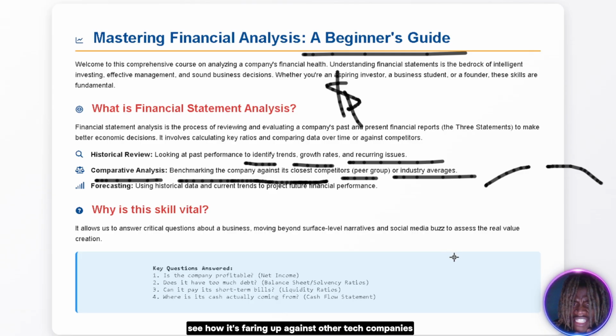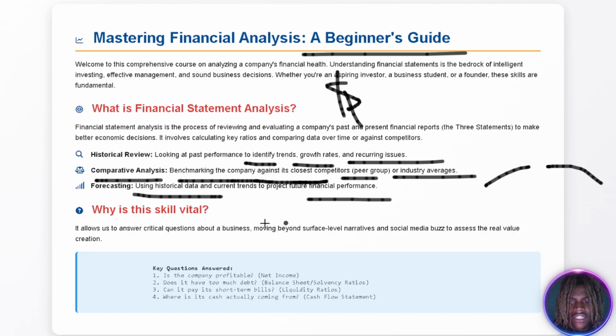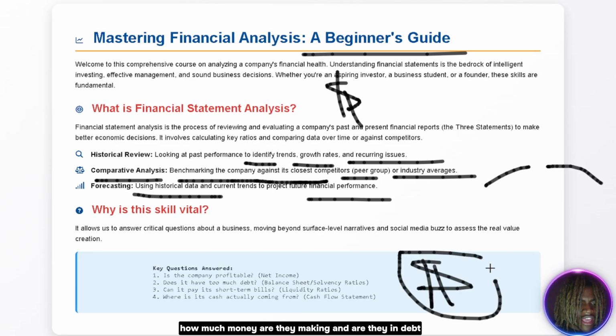If it's a tech company, see how it's faring against other tech companies. If it's a healthcare company, see how it's doing against other healthcare companies. Okay, and do it like that. And forecasting: using historical data and current trends to project future financial performance. So it allows us to answer certain critical questions about a business. Once again, how much money are they making? And are they in debt? Those are pretty much the two main questions that let us know if something is going to be a good investment or not.